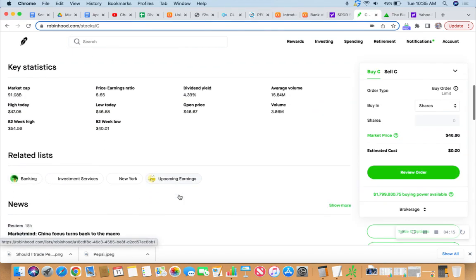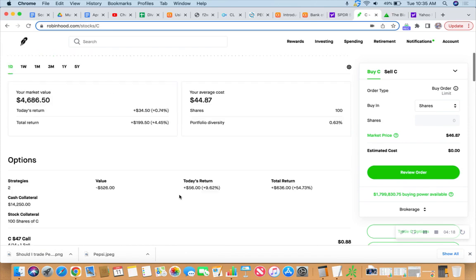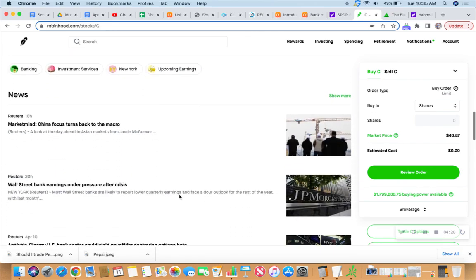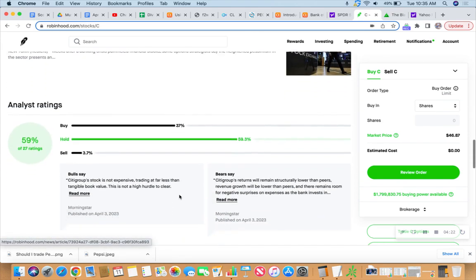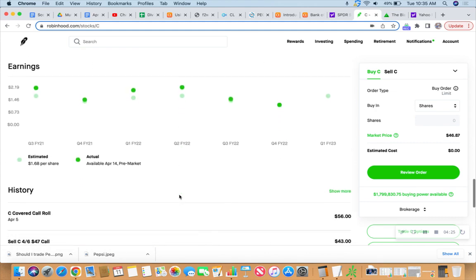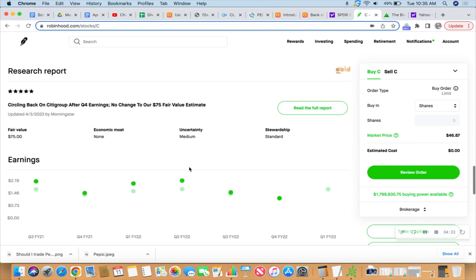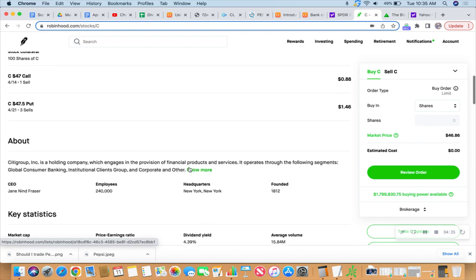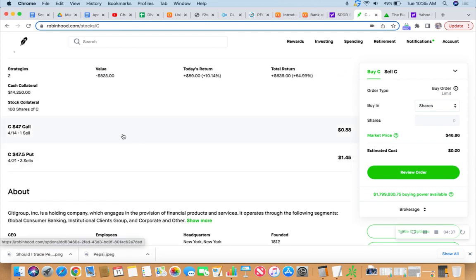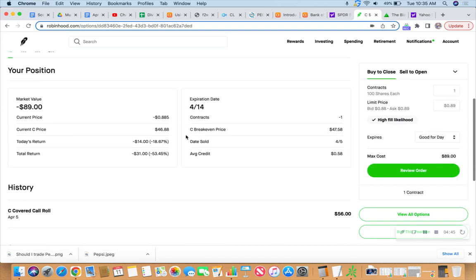Where is the premium? It's down here somewhere. Show me more, show me the premium. So this is history. They should have a fresh view of that current position. Where is it? There it is. So there is the current position. Wait, those are the puts. Here's the call. Click into that call just to see what we collected when we traded it.